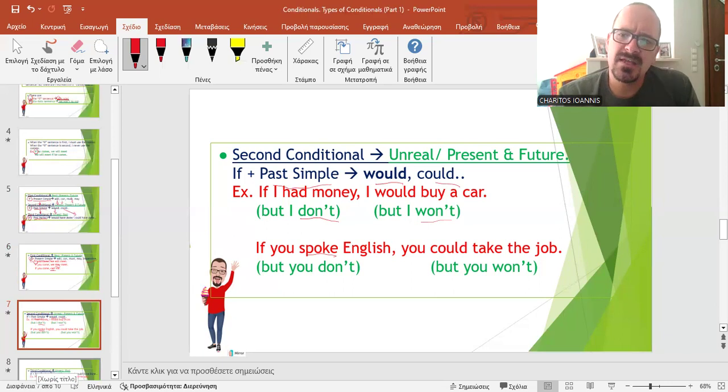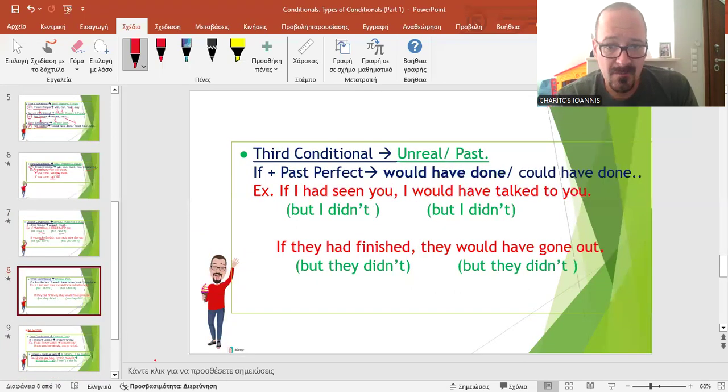How will I go from the second to the third? What's behind past simple? Past perfect. What's behind would? That is a modal perfect. Would have done. So what's behind past simple? Past perfect. What's behind would? That is a modal perfect. Would have done. And behind could, that is another modal perfect, could have done, and so on and so forth.